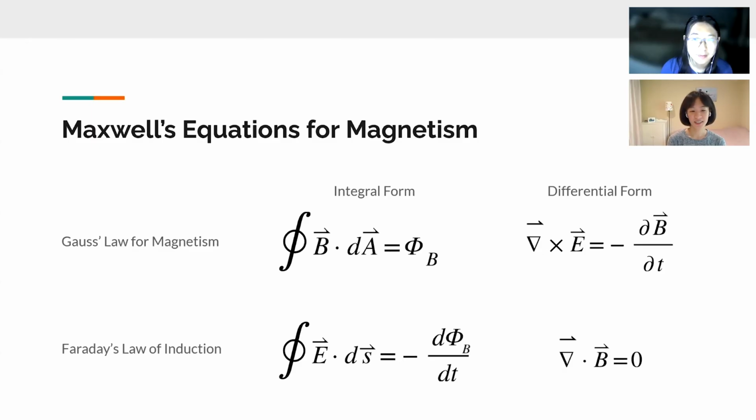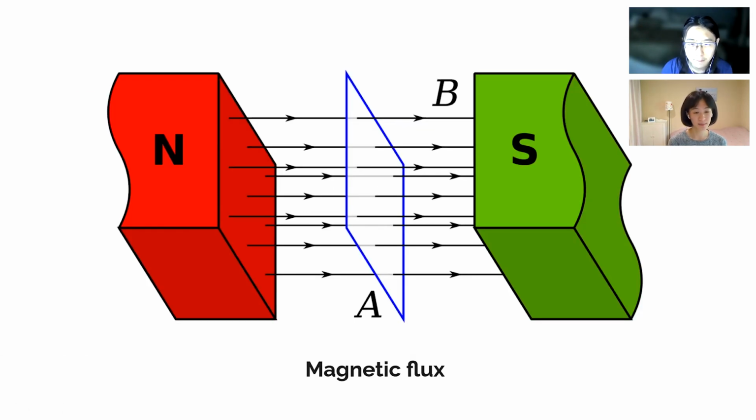So there are different forms of Maxwell's equations. There's an integral form and a differential form. Basically, Maxwell's equations talk about the relationship between magnetic flux, magnetic field strength, and the area or surface that it's encompassing. The magnetic flux is a measure of how much of that field is going through a specific area.